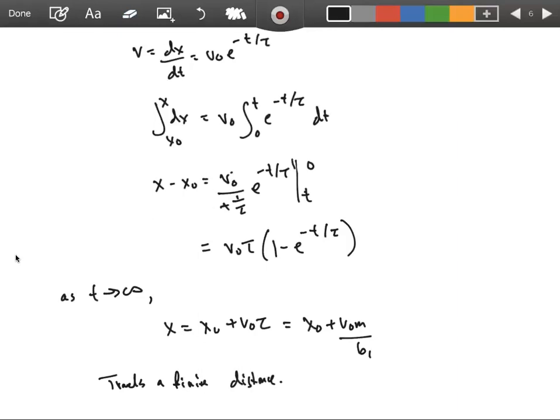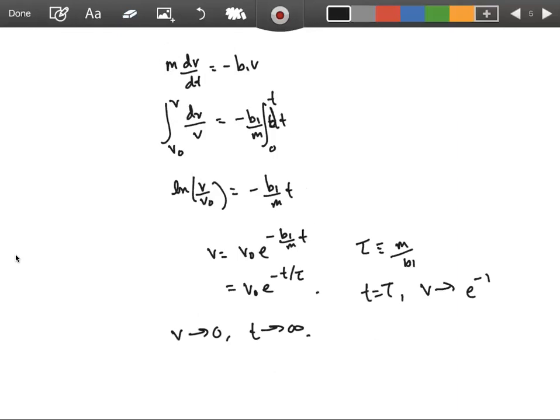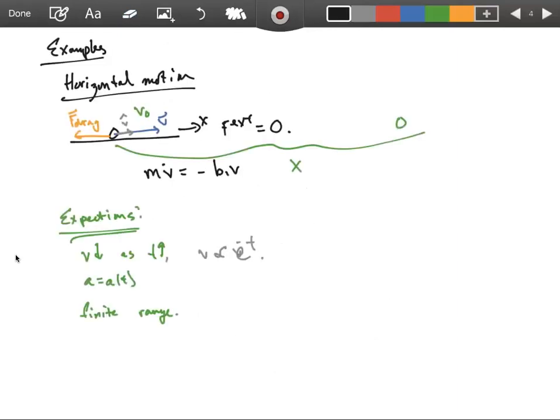Great. So again, going back to our expectations, all this stuff matches our expectations. We said the velocity should decrease as a function of time. It does. It decreases exponentially. Since velocity changes over time, that means we have a time-dependent acceleration, basically because this is exponential. And we said it should go only a finite range, which indeed it does.